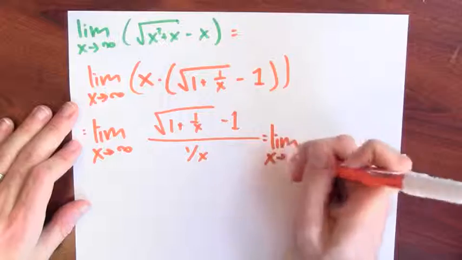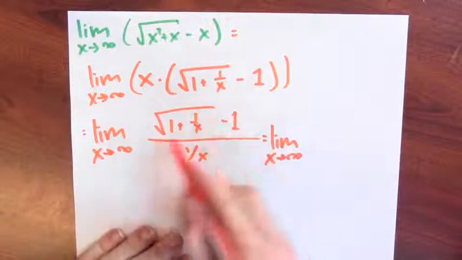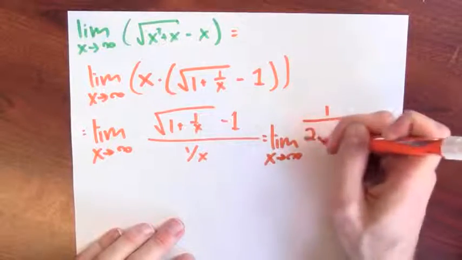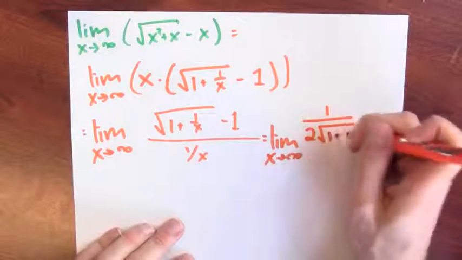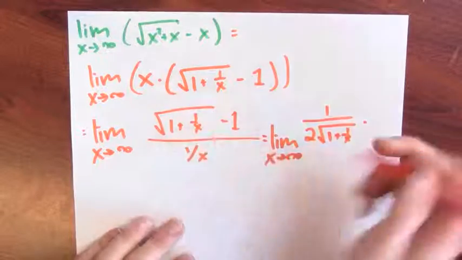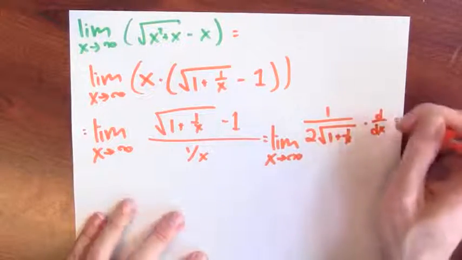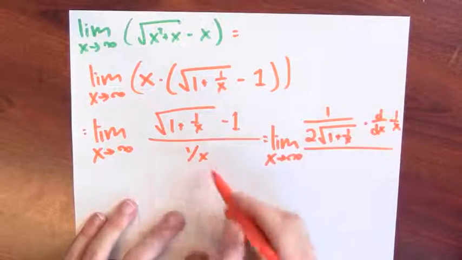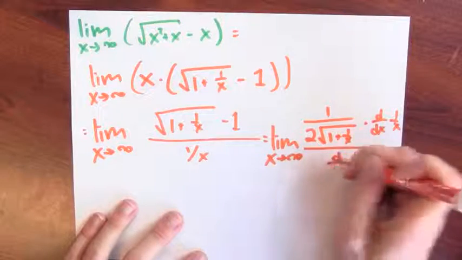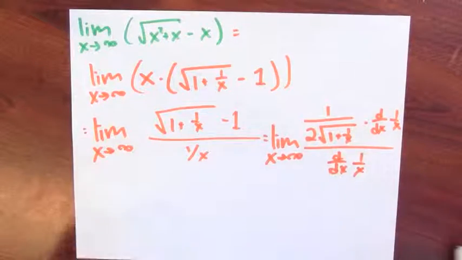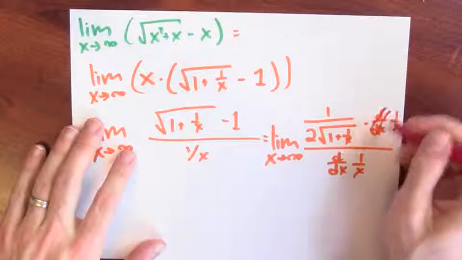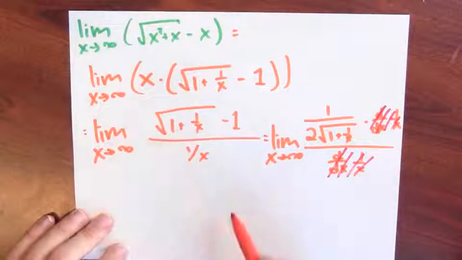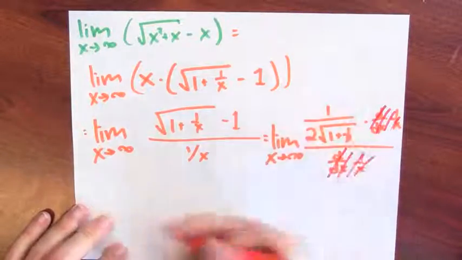So I should look at the limit as x approaches infinity of, what's the derivative of this? Well, the derivative of the square root is 1 over 2 square root of the inside function, 1 plus 1 over x, times the derivative of the inside function, so the derivative of 1 over x, and I don't have to worry about the minus 1 because the derivative of that's 0, and then I divide by the derivative of the denominator, so I'll just write derivative 1 over x. So now I've got derivative 1 over x in the numerator, derivative 1 over x in the denominator. This limit then should be the same as just the limit of this.